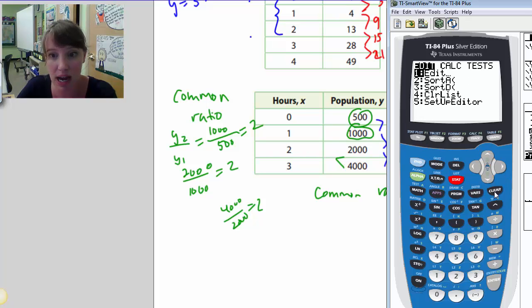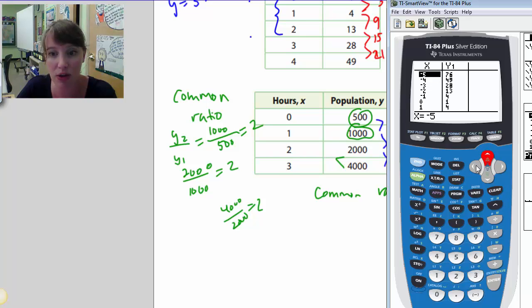So if you go into Stat, go into Edit, you want to clear this out by going up to the x value, Stat, and Edit, hit clear and enter, and also up here, go up, clear, enter. You can put these numbers in, 0, 1, 2, and 3, and go over here and put 500. So if you forget how to get the exponential function, you can always just fit a regression to it.